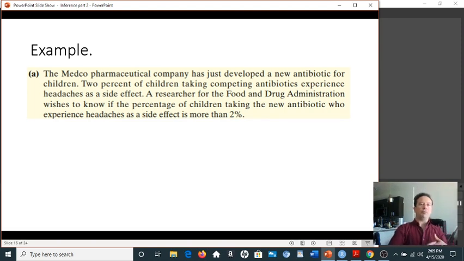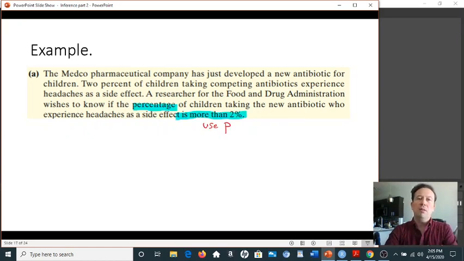So for example, suppose we have the Medco pharmaceutical company has just developed a new antibiotic for children. 2% of children taking competing antibiotics experience headaches as a side effect. A researcher for the FDA wishes to know if the percentage of children taking the new antibiotic who experience headaches as a side effect is more than 2%. So what we're being asked to do here is to determine first what are the hypotheses of this problem and what type of test it would take.